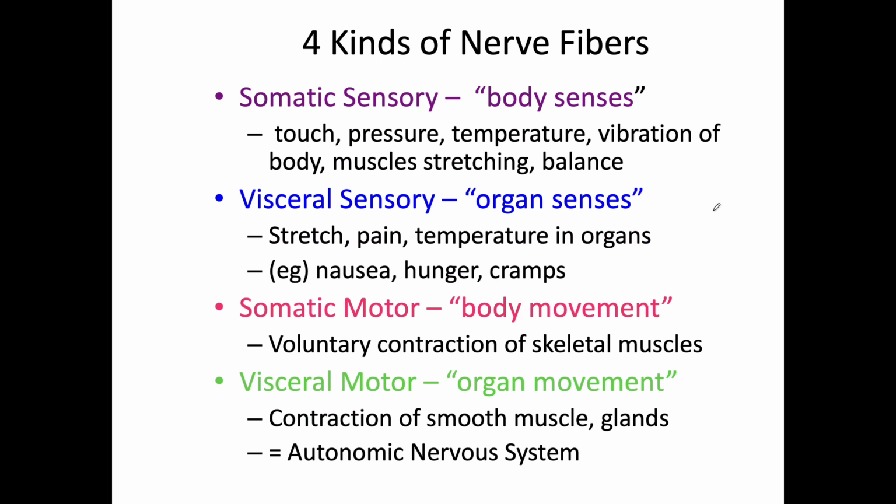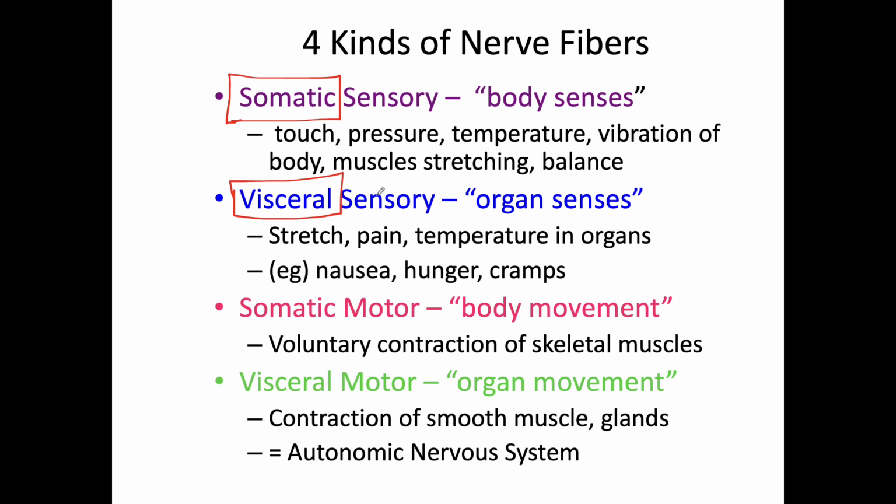So, types of nerve fibers. This should not be new information to you. This is basically me putting together the words somatic, sensory, and motor. Somatic always means skin or skeletal muscle. Visceral always means something internal, like internal organs that are hollow, like stomach, anything in the digestive system, reproductive systems, and urinary system.